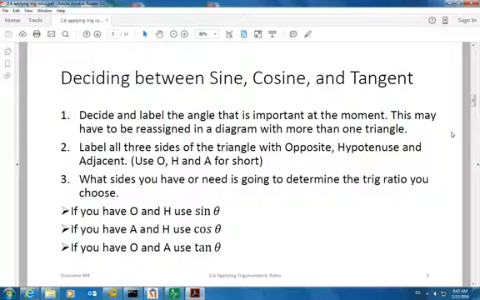This may have to be reassigned in a diagram with more than one triangle, or if you're finding more than one piece of information. You want to label all three sides of the triangle with the words opposite, hypotenuse, and adjacent. You can use O, H, and A for short. And what sides you have or need of the triangle is going to determine the trig ratio that you choose. So if you have O and H, you're going to use sine theta. If you have A and H, you're going to use cos theta. If you have O and A, you're going to use tan theta.